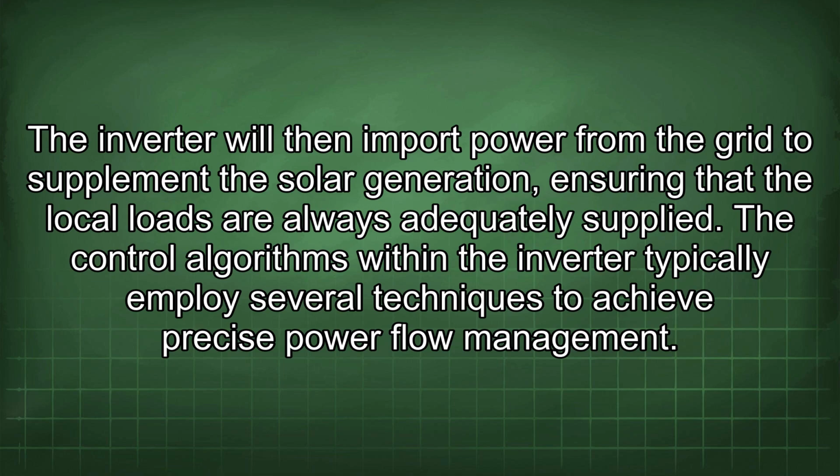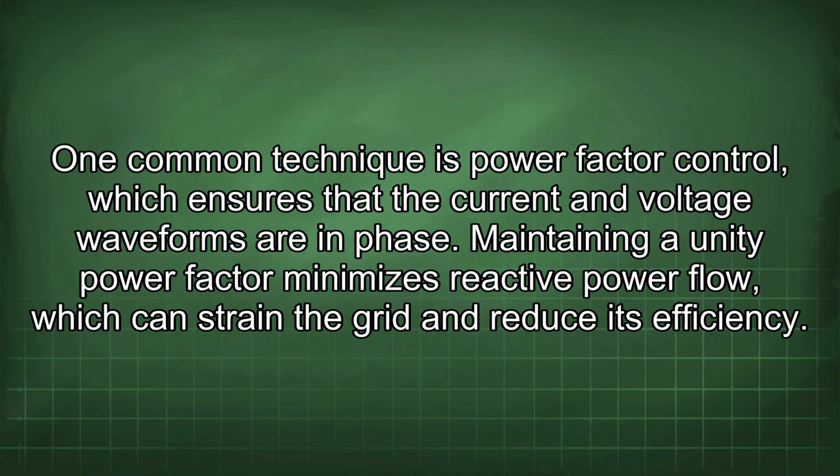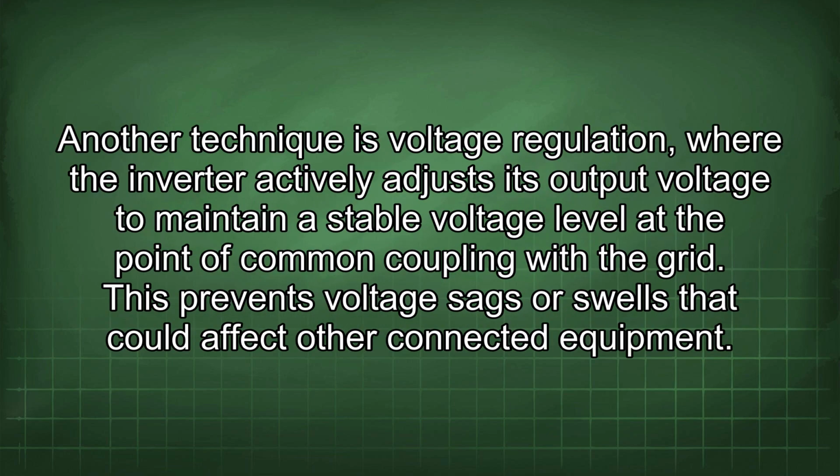The control algorithms within the inverter typically employ several techniques to achieve precise power flow management. One common technique is power factor control, which ensures that the current and voltage waveforms are in phase. Maintaining a unity power factor minimizes reactive power flow, which can strain the grid and reduce its efficiency. Another technique is voltage regulation, where the inverter actively adjusts its output voltage to maintain a stable voltage level at the point of common coupling with the grid. This prevents voltage sags or swells that could affect other connected equipment.